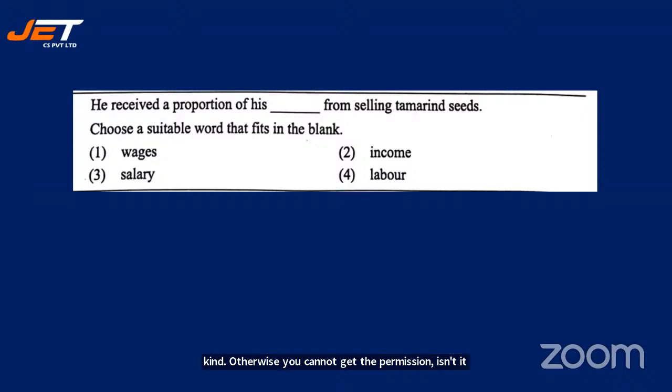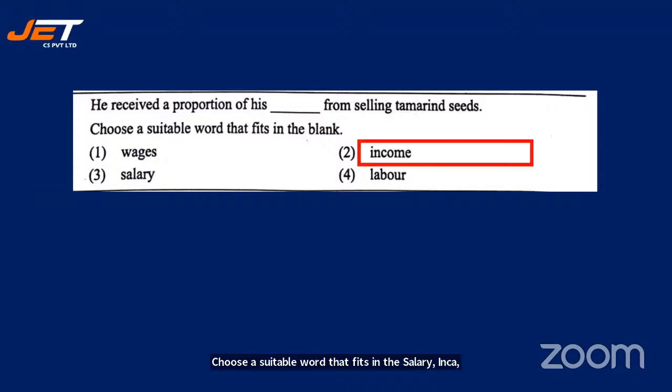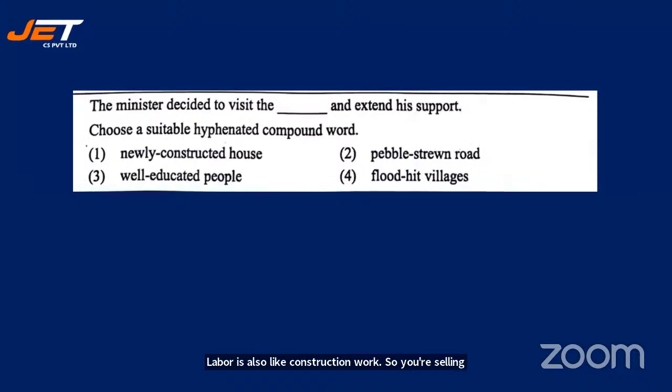He received the proportion of his dash from selling tamarind seeds. Choose a suitable word that fits in the blank. Is it wages, salary, income, or labor? All right, it should be income, because wages is something you get when you work in a factory or in construction. Salary is something you get if you are working in an office or a school. Labor is also like construction work. So you are selling something and getting something, which means it should be income. All right, see the next one.